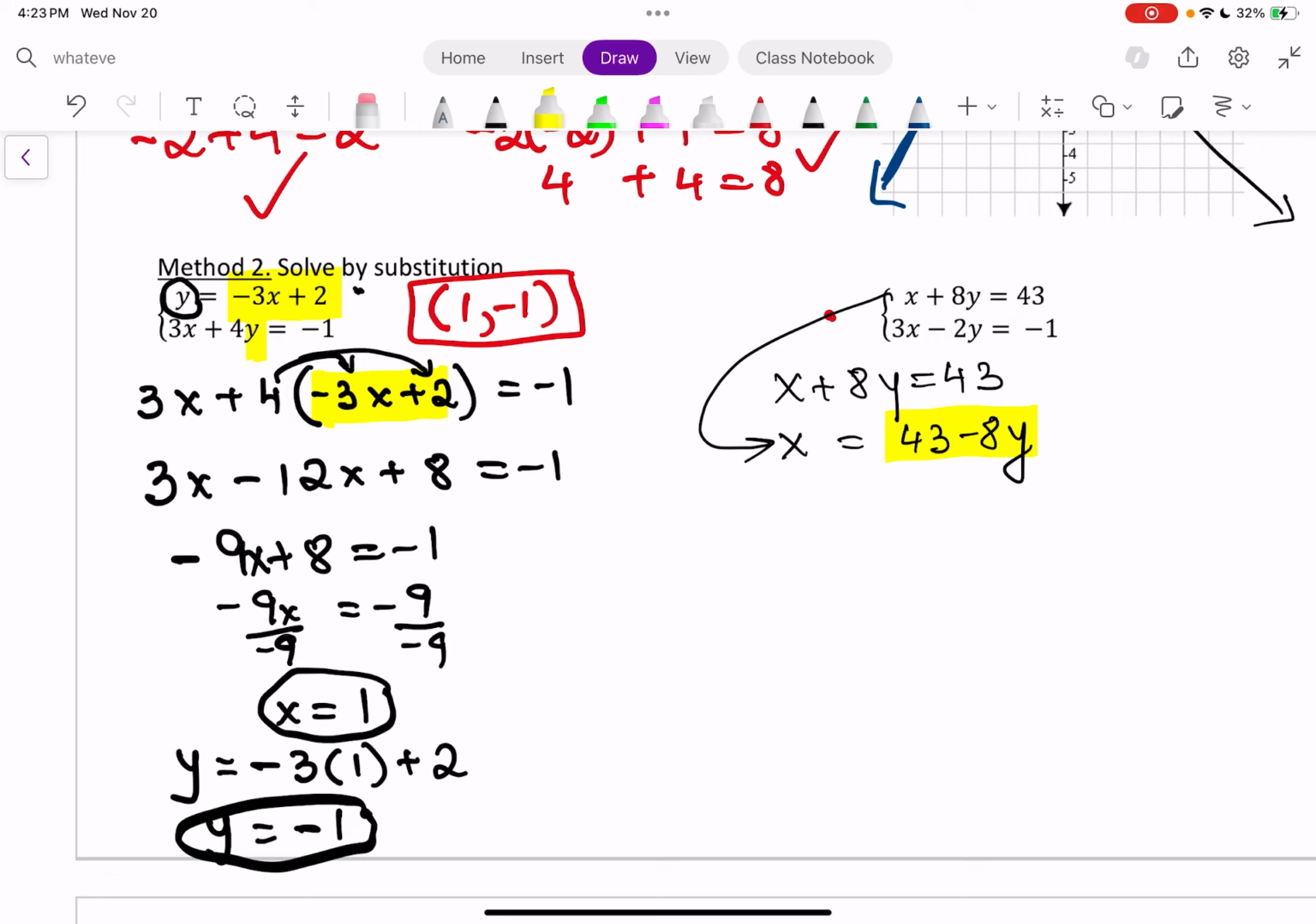Now, I've used up the first equation. I'm taking this whole expression and I place it in the second equation in place of x. I'm not going back to the original equation.